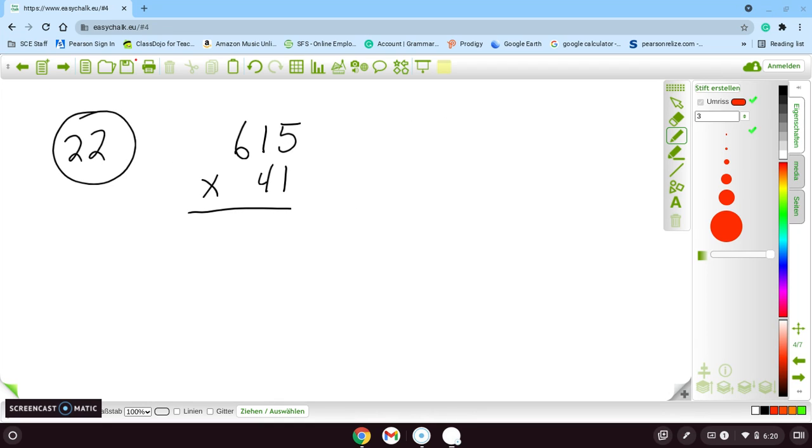Problem 22, we have 615 times 1. I'm going to start with my 1. 1 times 5 is 5. 1 times 1 is 1. 1 times 6 is 6. That was a tough one.